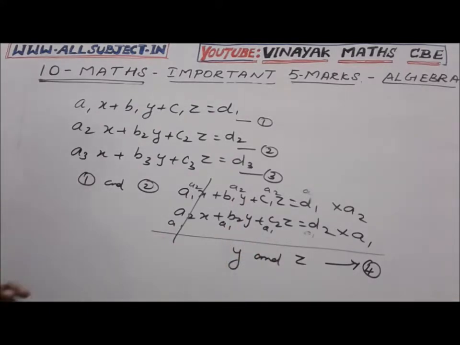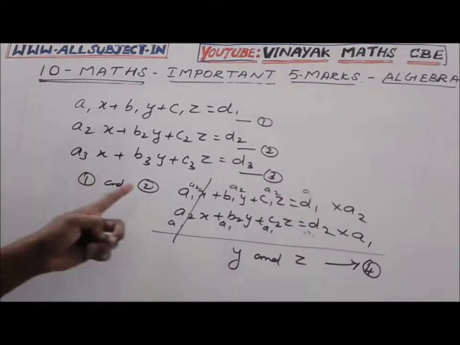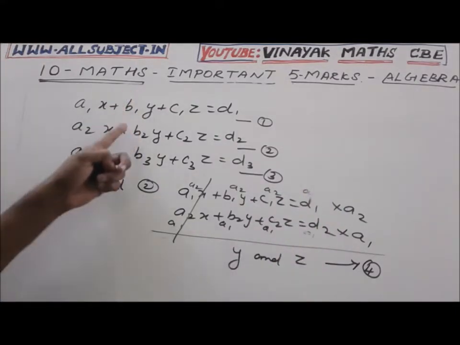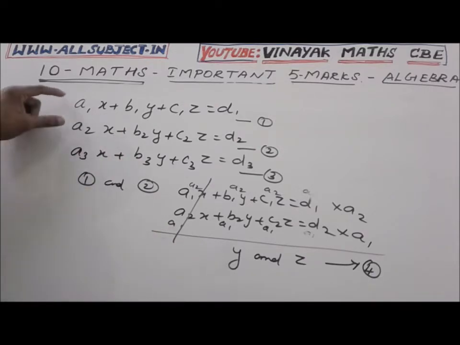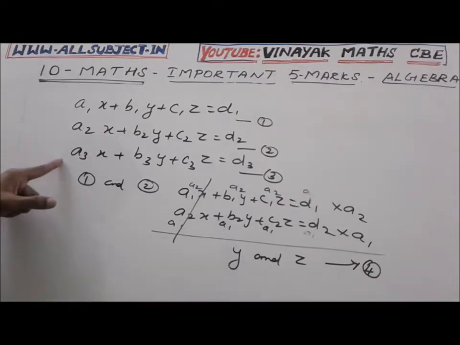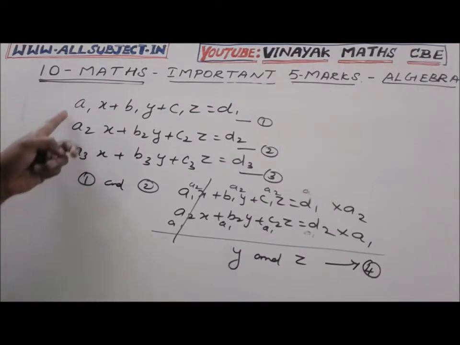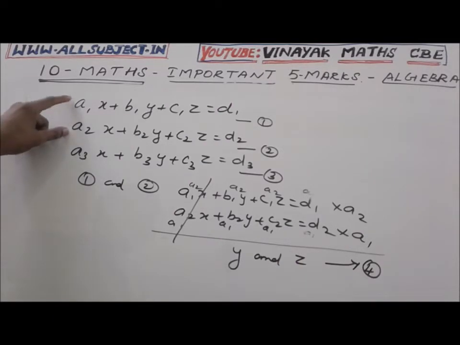The next process is to choose any one equation from 1 and 2, whichever is suitable to you, and operate with the third equation. Then also solve 1 and 3 or 2 and 3.